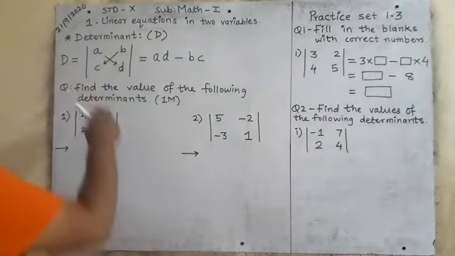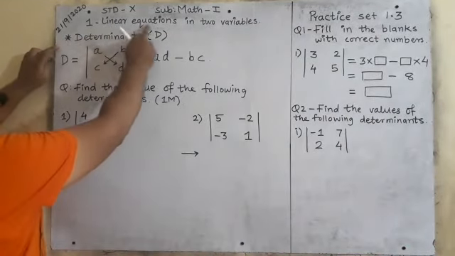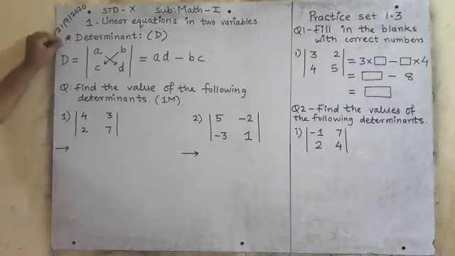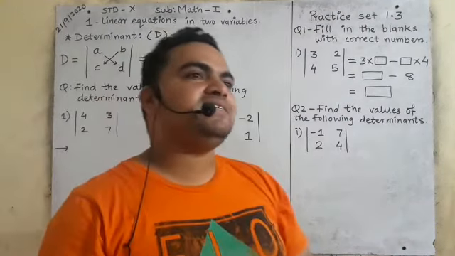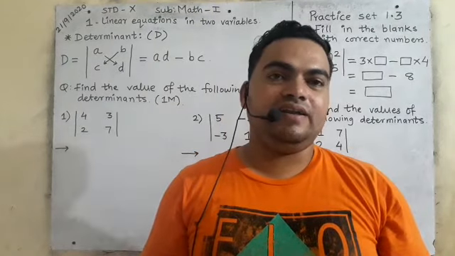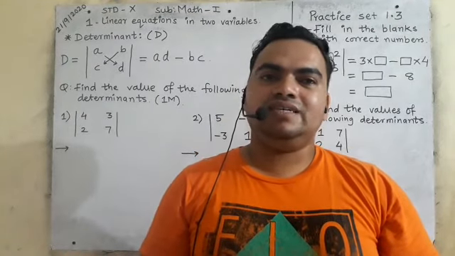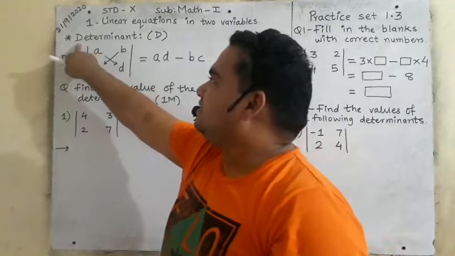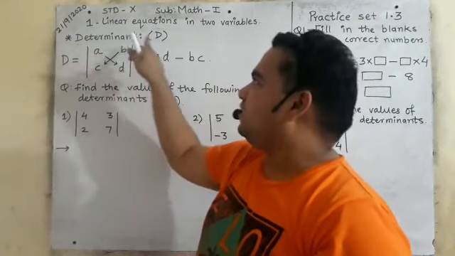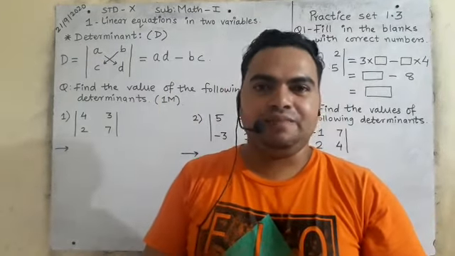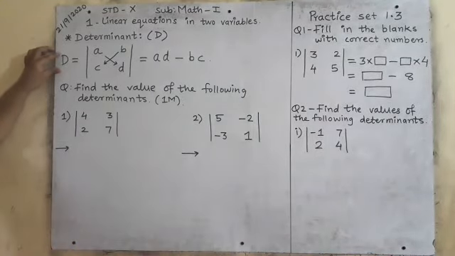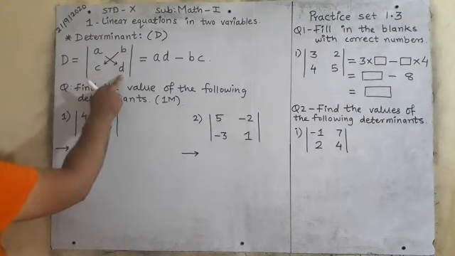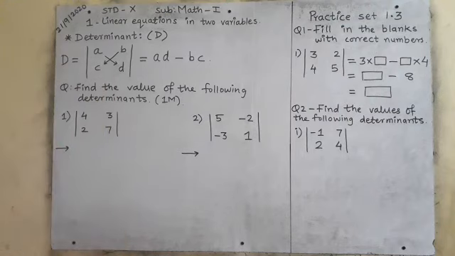Dear students, Chapter number 1, Linear Equations in Two Variables. Determinant, I have written over here capital D. We can represent the determinant by using any capital alphabet A, B, C, D, but determinant starts with D, that's why I will use capital D. Okay, so now see here, what is a determinant? A determinant has four values. See here, A, B, C, D. Okay, fixed. There are only four values.